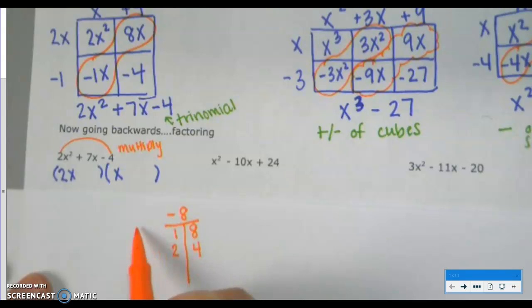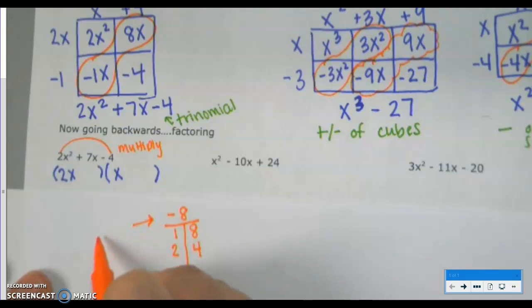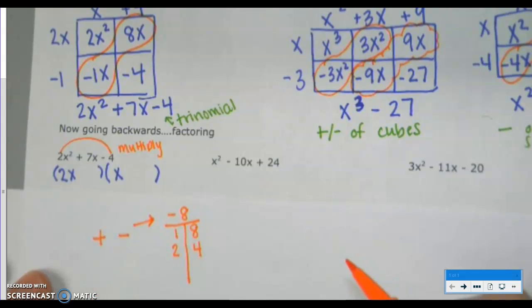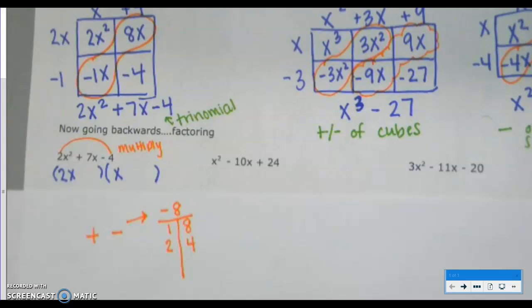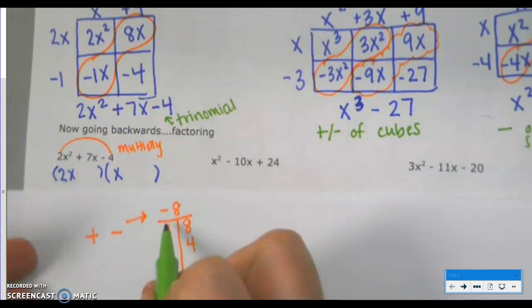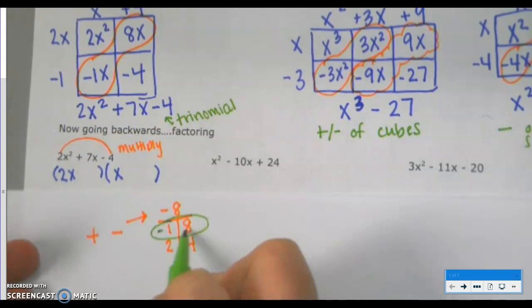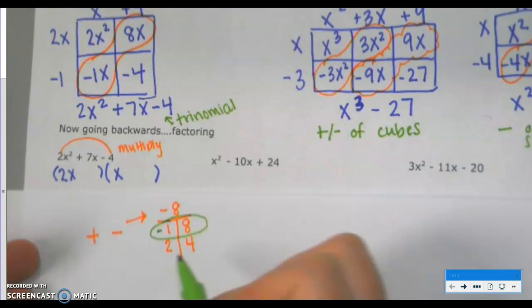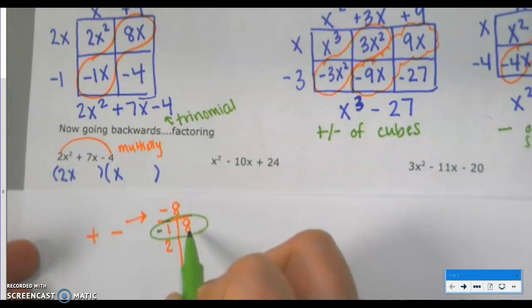Because this is a negative sign, the only way to multiply and get a negative number is if your signs are different. One of these numbers has to be positive and one of these numbers has to be negative. If the signs are different, you're subtracting. Whenever the signs are different, you're basically subtracting the numbers. So which pair will subtract and give me a positive 7? This is the part where you might have a little guess and check depending on the situation. But I know that 8 minus 1 is 7. So my numbers that I need to use are negative 1 and 8.